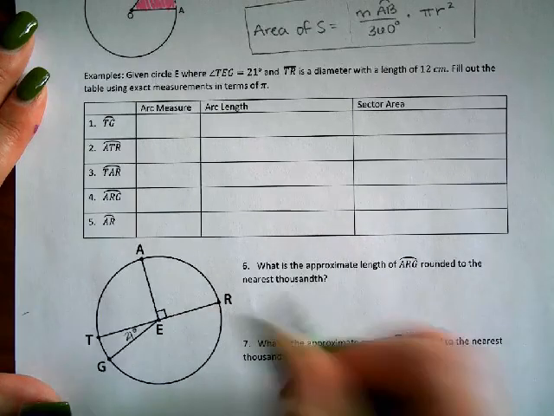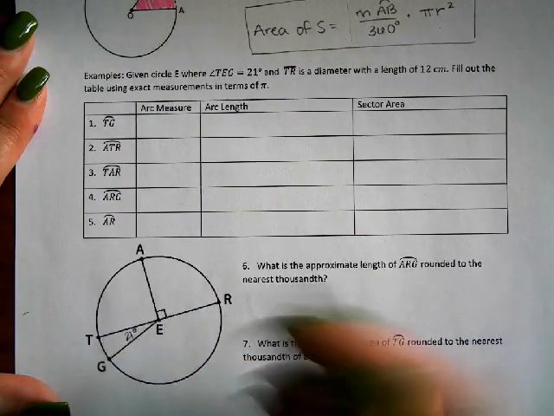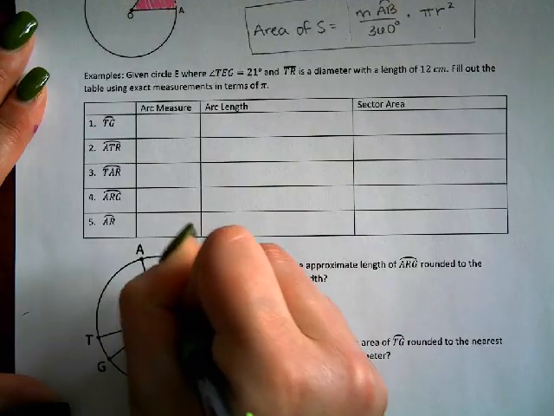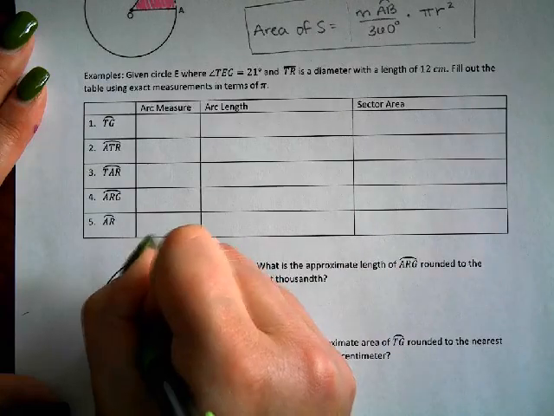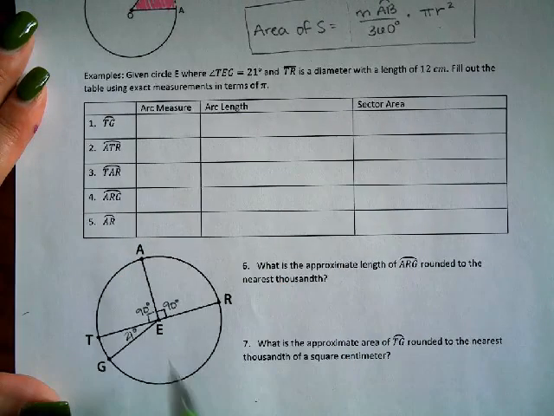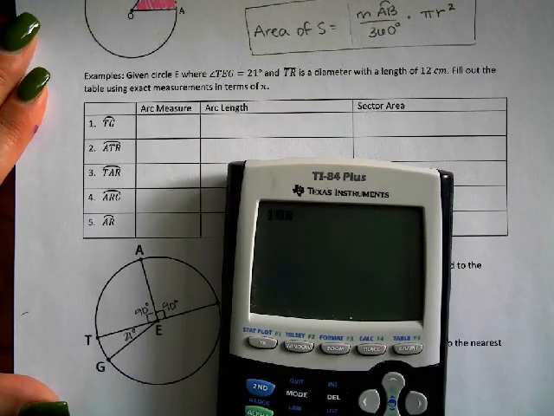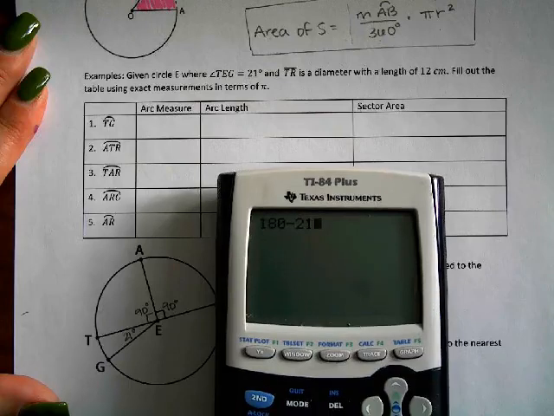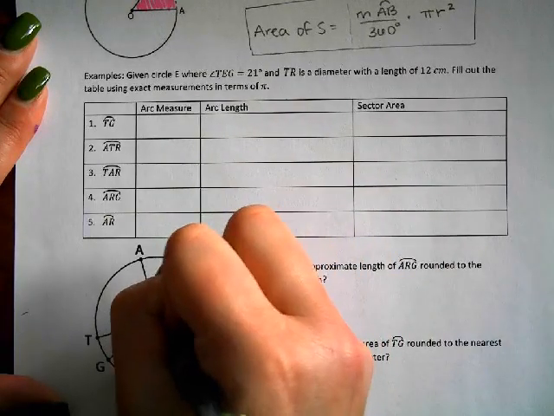Okay, so TR perfectly cuts the circle in half. This is a 90-degree angle. If TR is a diameter, that means that this is also a 90-degree angle. And so if that is 21 degrees, then I can figure out that other angle by doing 180 minus 21. That tells me the other angle in the circle is 159 degrees.